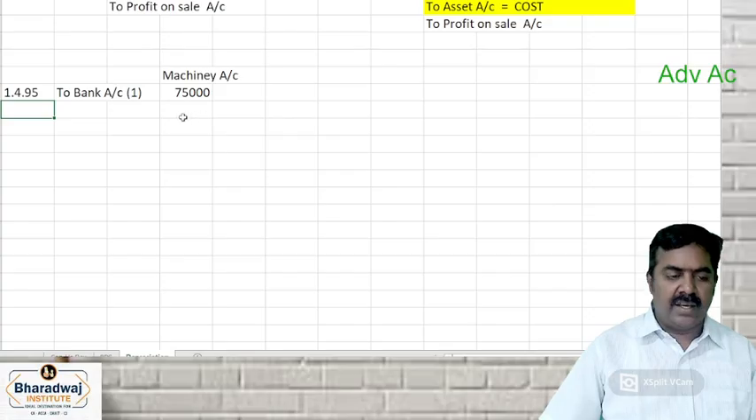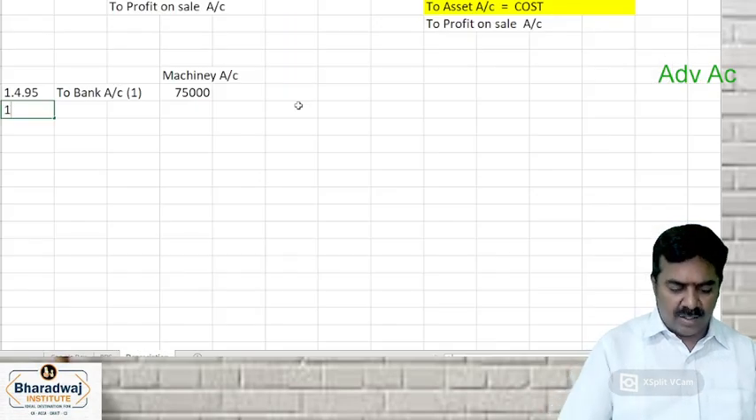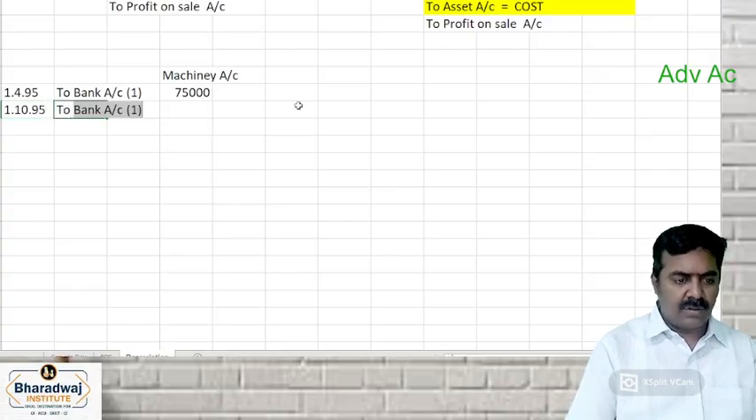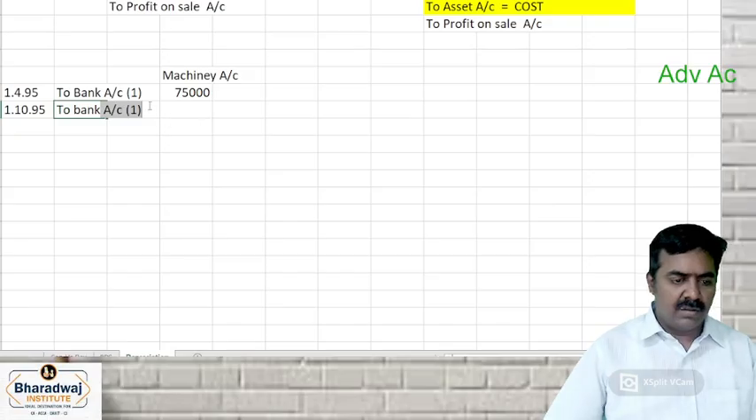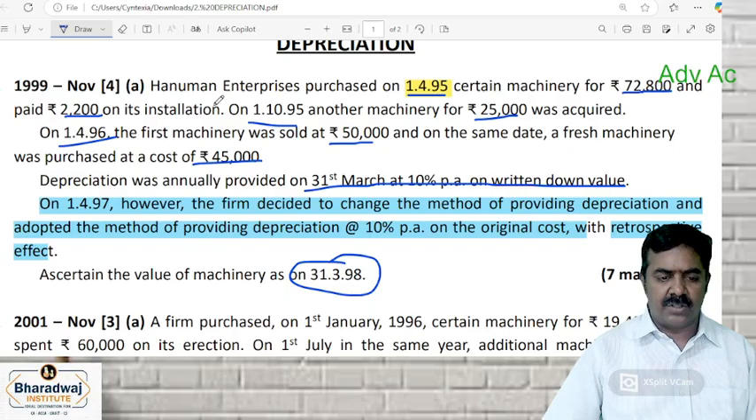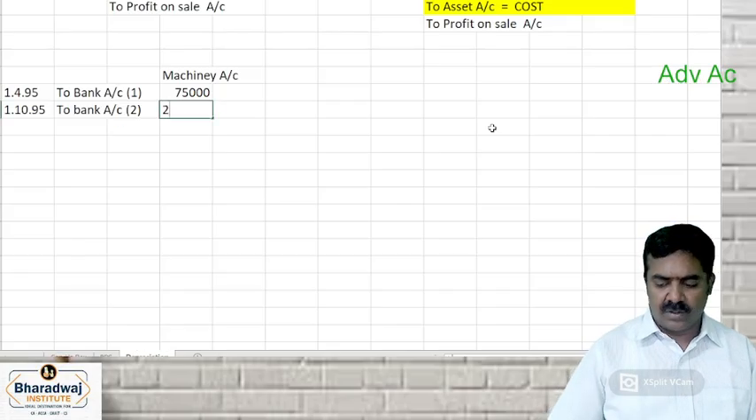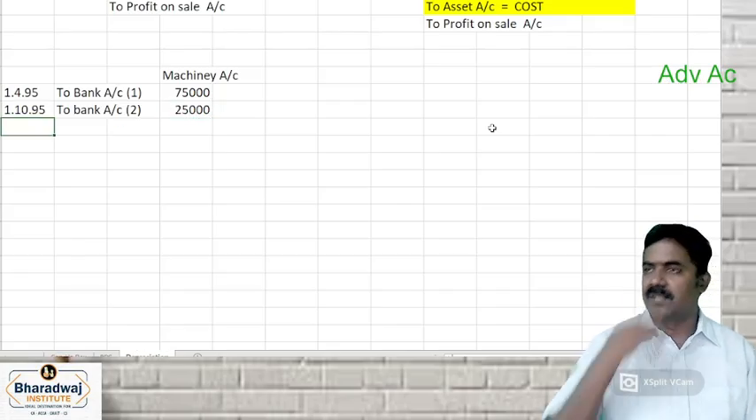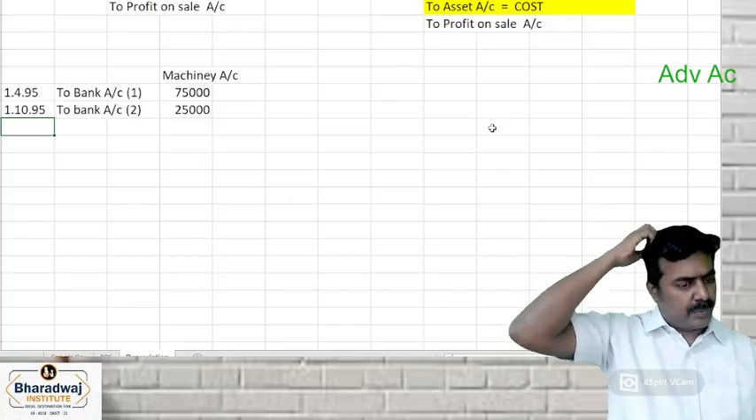Okay. Again, we are buying a machine. 1.10.95, machinery account debit to bank account. We are buying the second machine. We are buying the second machine for how much? 25,000.